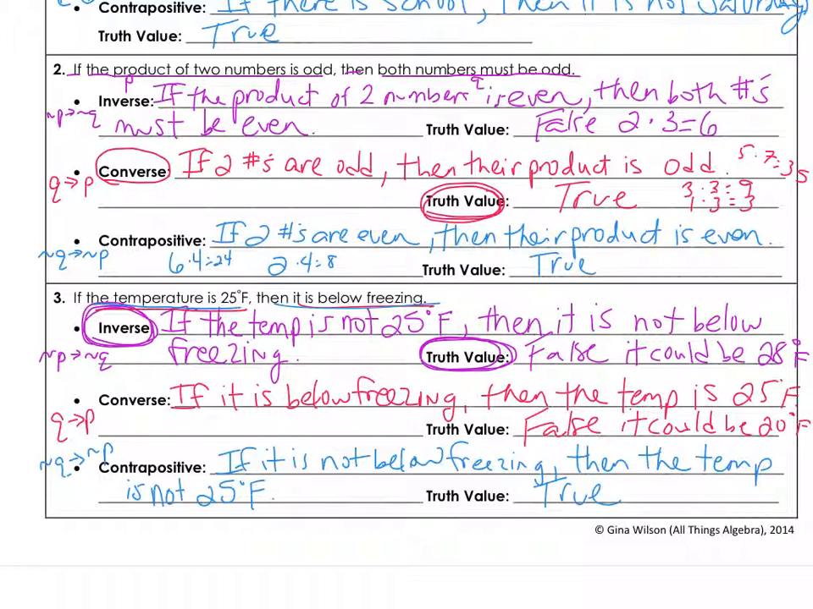So remember, you want to know how to write a conditional statement, how to take the if-then statement and label your hypothesis and conclusion. You also want to be able to write the if-then statement and identify the inverse, converse, and contrapositive, and being able to write the truth value along with each of those.